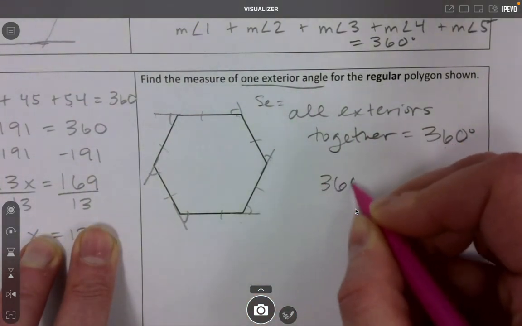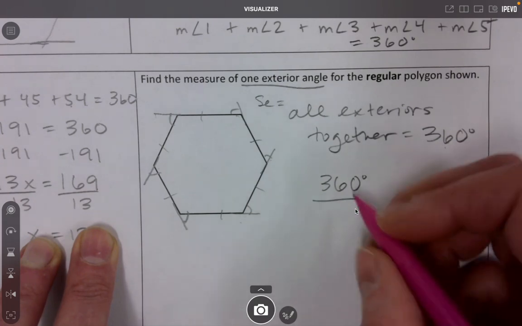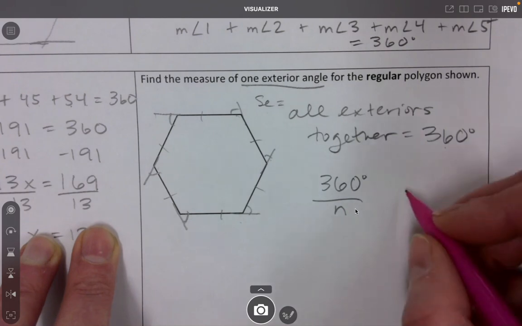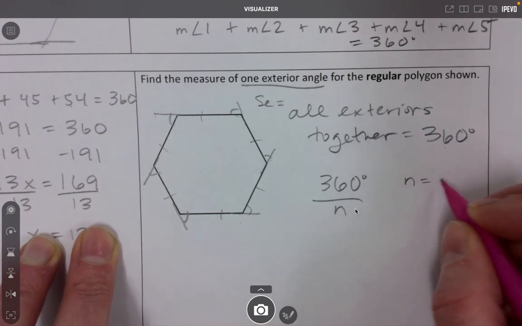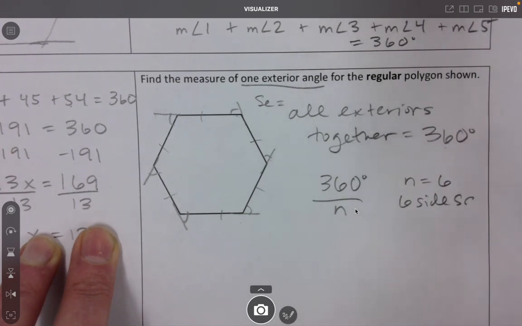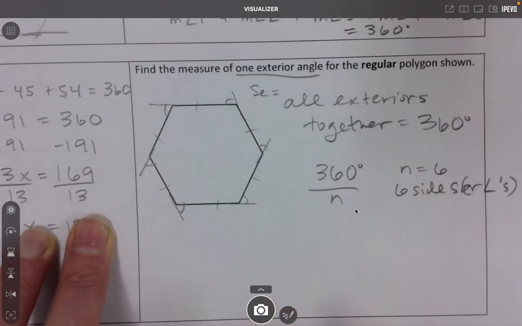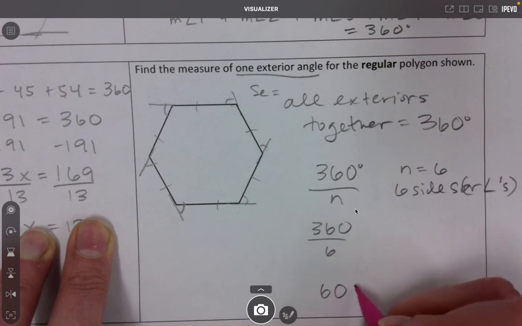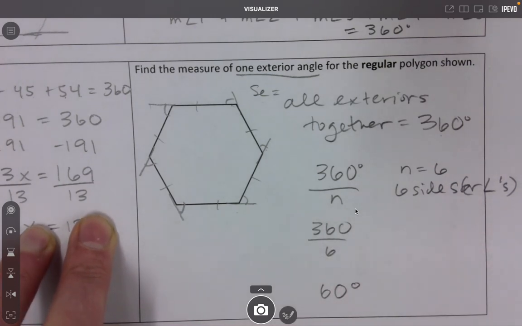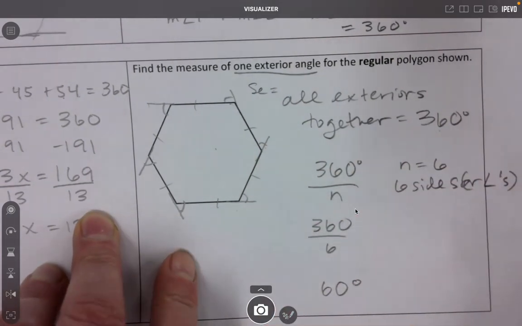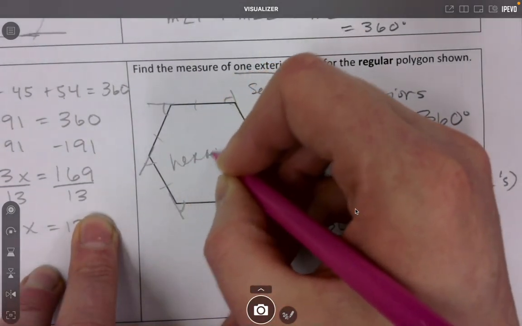So I'm just going to take 360, the sum of my exterior angles, and divide by the number of sides. We have 6 here because there are 6 sides, or angles. I think I'm going to write "or angles." And so 360 divided by 6 is going to be 60 degrees. So each of our exterior angles will be 60 degrees for this polygon, for our hexagon actually. Hexagon.